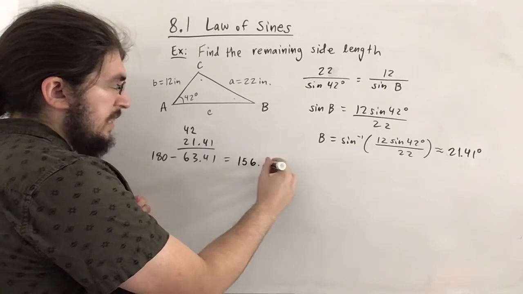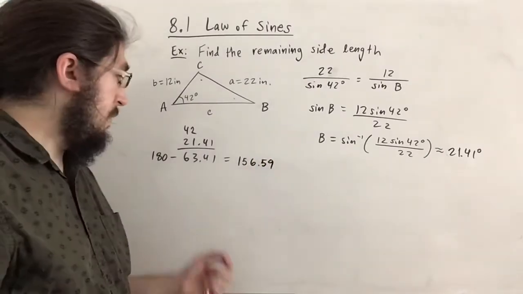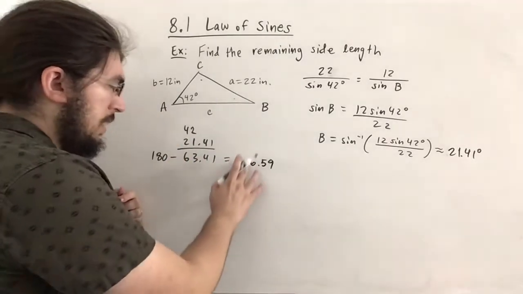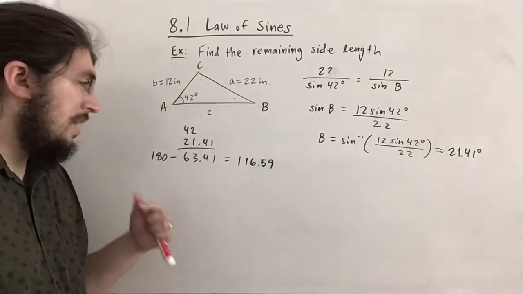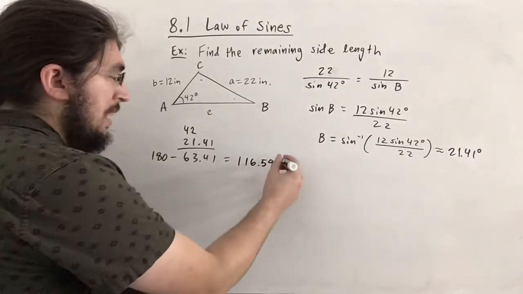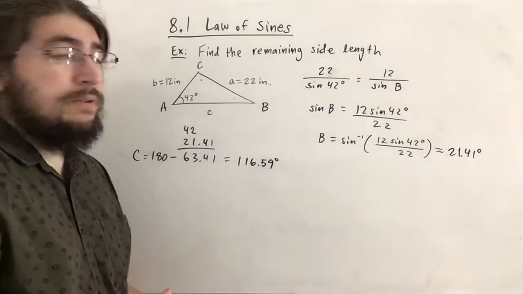This is going to be 156.59. I'm, of course, trying to do it in my head, but if you use your calculator, you should get something pretty similar. Actually, this is a 116. There we go, because it's less than 120. But it doesn't matter how I'm doing it in my head, just use your calculator, you should get something like this. That's, of course, in degrees, so this legitimately represents capital C, the angle.